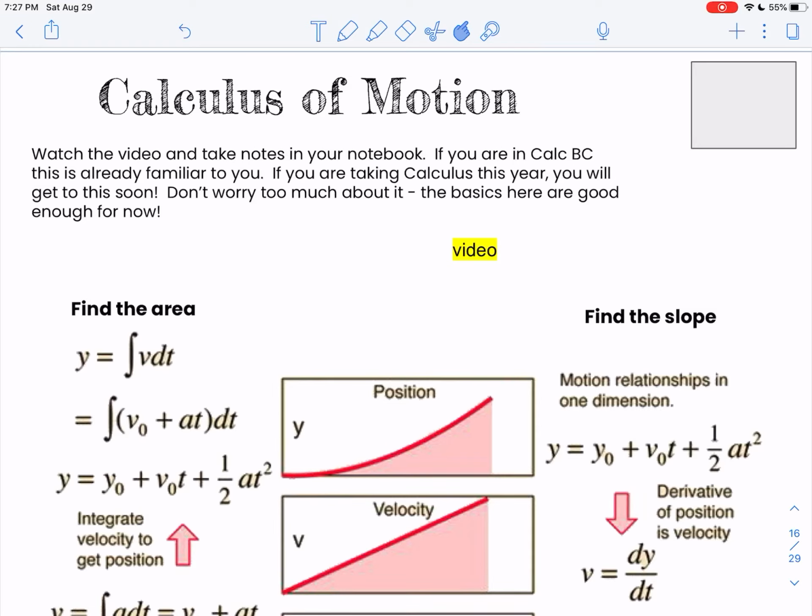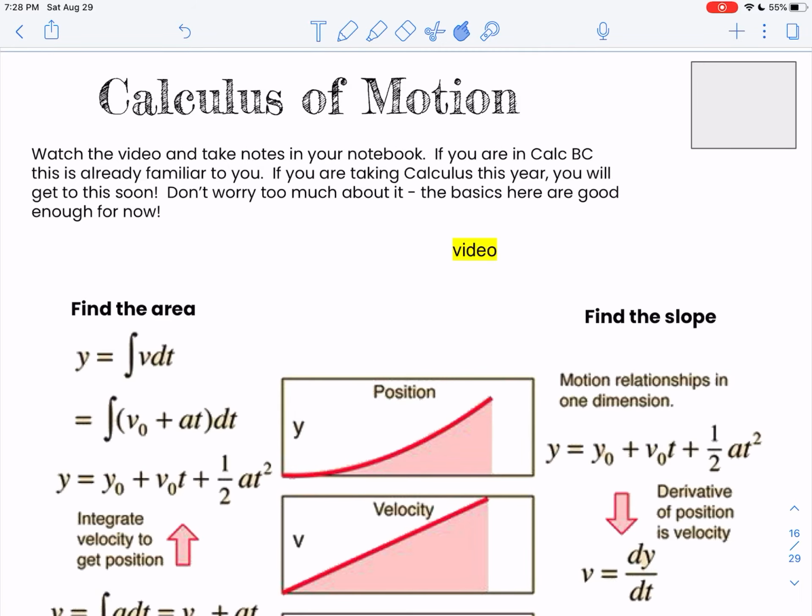So this is just a quick little summary of the calculus of motion. If you're in Calc BC, this is all hopefully very familiar to you. If you're in Calc AB, it will be familiar to you shortly. And if you're in regular Calc, when you get to this in January or February, you're going to think it's so easy. Okay, so basically you really just want to think of it like the slopes and areas of the graphs.